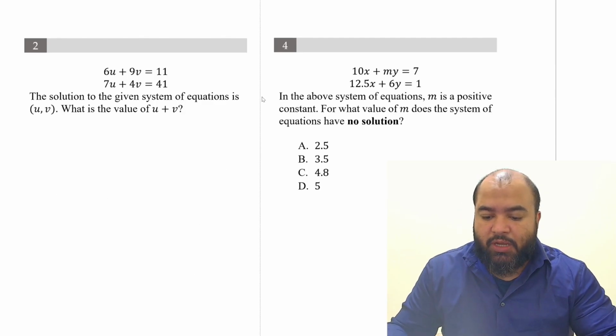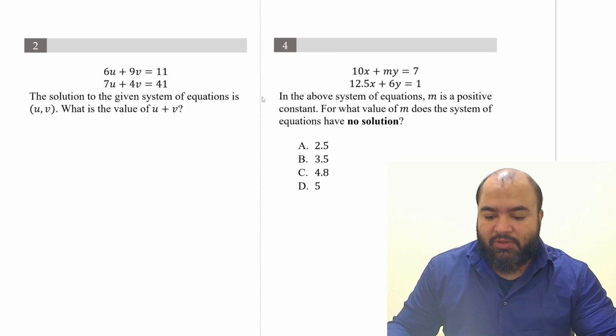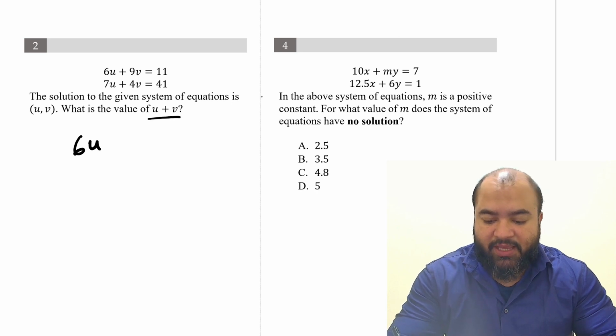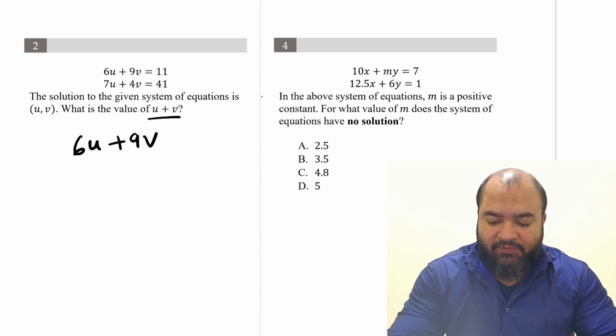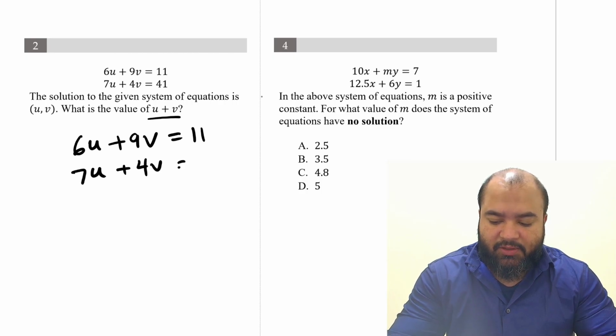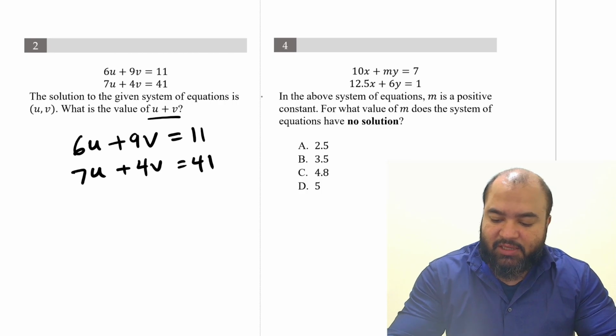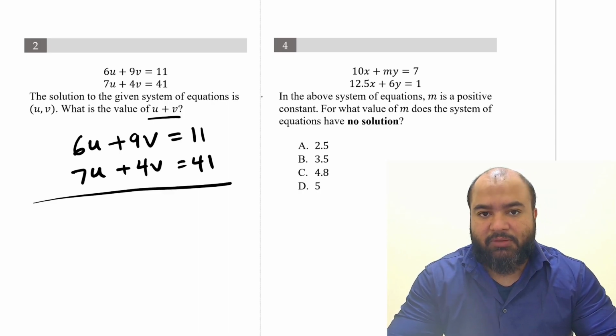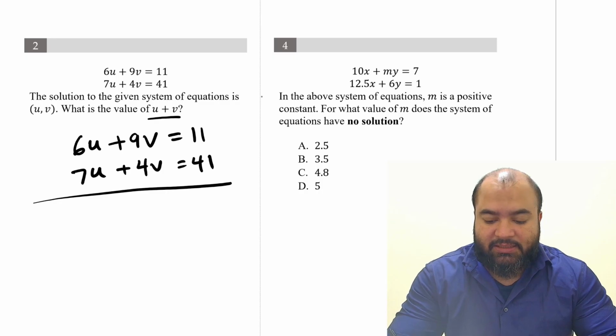Question number 2, another system of equations. You can use Desmos, but I will show you how to do it even more easily because they're asking what is u plus v. So 6u plus 9v equals 11, and 7u plus 4v equals 41. Sometimes try to see if you just add them, whether you get u plus v or something close. For example, 6 plus 7 is 13 and 9 plus 4 is also 13. So that's a good sign.